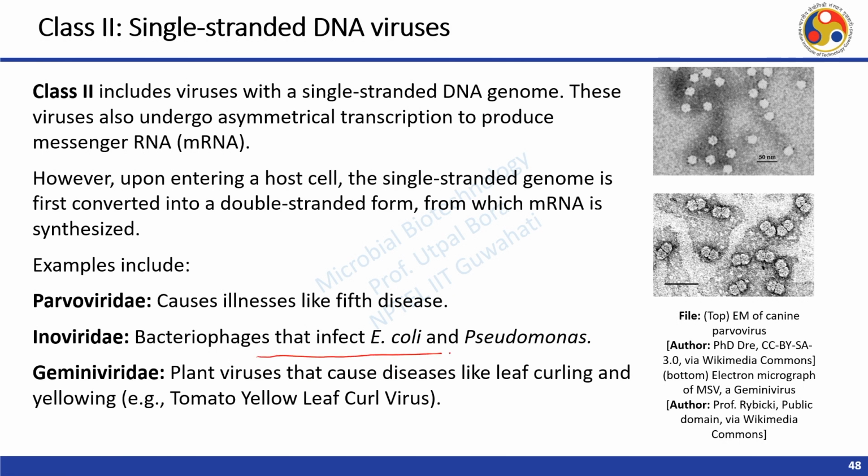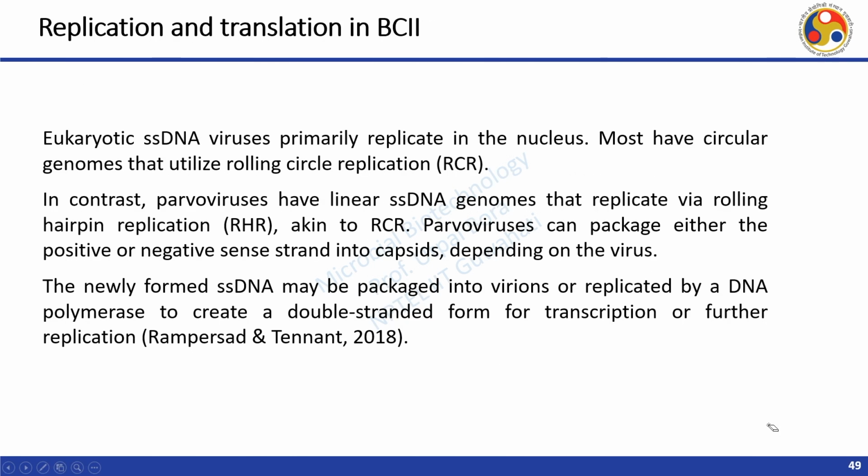includes bacteriophages that infect E. coli and Pseudomonas, then Geminiviridae, plant viruses that cause diseases like leaf curling and yellowing. So, here is the electron micrograph of canine parvovirus on top, and then we have on the bottom the Gemini virus, and you can see these particles always occurring in pairs, as the name Gemini suggests.